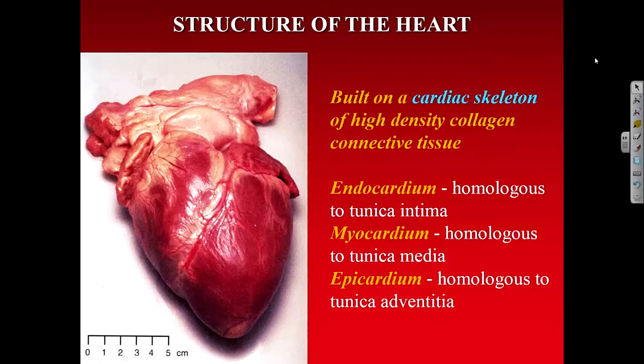Okay, structure of the heart. If we look at the structure of the heart, it is composed of cardiac muscle cells, which are different to both smooth muscle and skeletal muscle. And I think Dr. Andrews gives you muscle next week, right? You haven't had muscle yet? No, so he'll give it to you next week. So he'll show you the difference between the different types of muscle fibers, but it's a different type of muscle cell built around a cardiac skeleton, which is basically very dense collagen. And we have three layers of the heart, the endocardium, the myocardium, and the epicardium. All of those three layers are homologous to the three layers of blood vessels, the intima, media, adventitia. Okay, they're homologous.